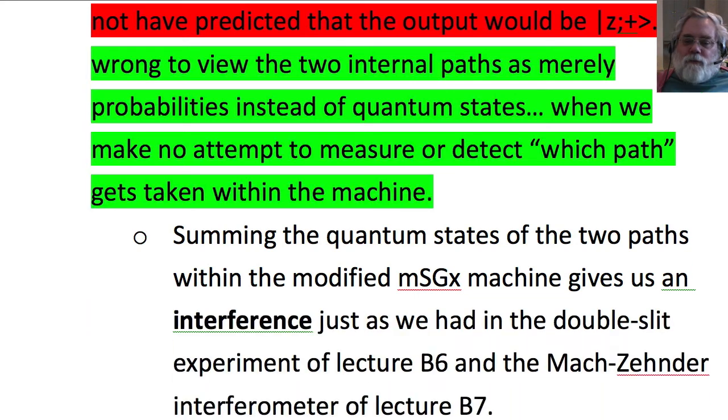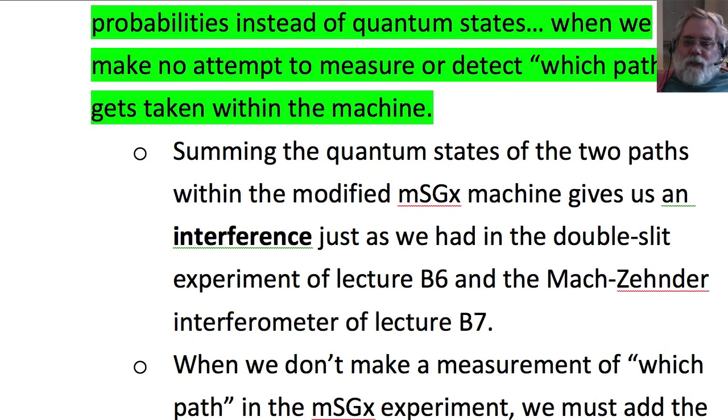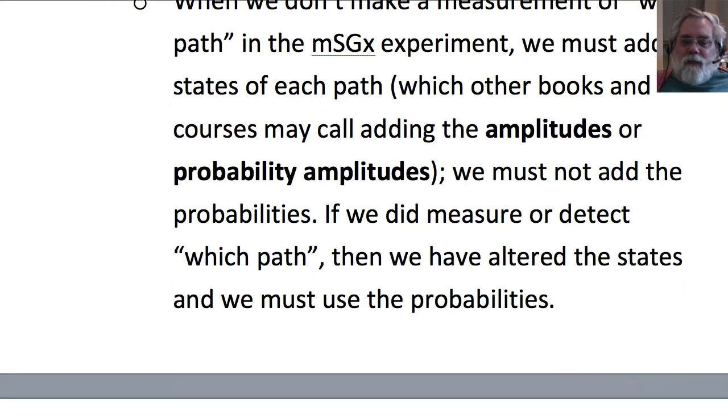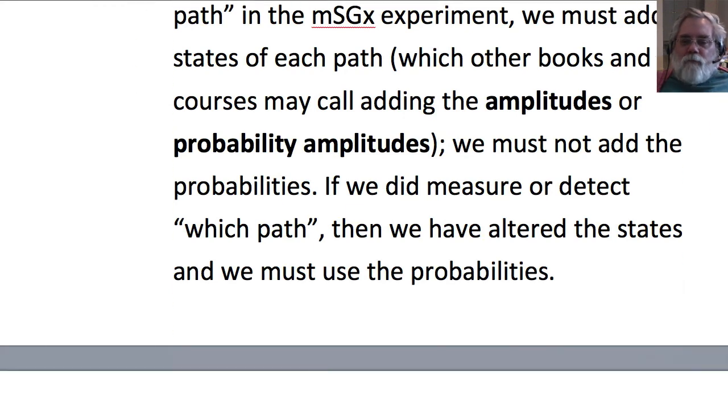Summing the quantum states of the 2 paths within the modified SGX machine gives us an interference, just as we had in the double slit experiment of lecture B6 and the Mach-Zehnder interferometer of lecture B7. When we don't make a measurement of which path, we must add the states of each path, which other books or courses may call adding the amplitudes or the probability amplitudes. We must not add the probabilities. If we did measure or detect which path, then we've altered the states and we must add the probabilities.